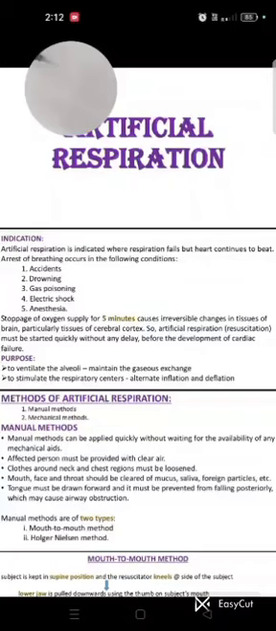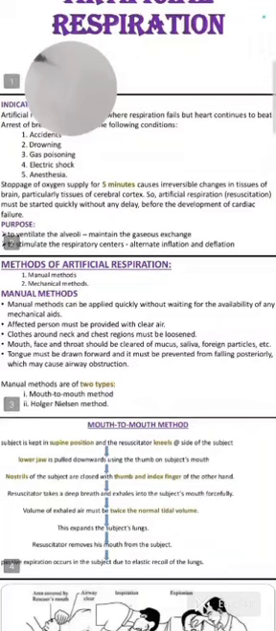So let us learn about the methods of artificial respiration. We have two methods. One is the manual method and another one is using machines, the mechanical method. First, the manual method, where we are giving respiration manually. The manual method can be applied quickly without any delay of waiting for the machines.